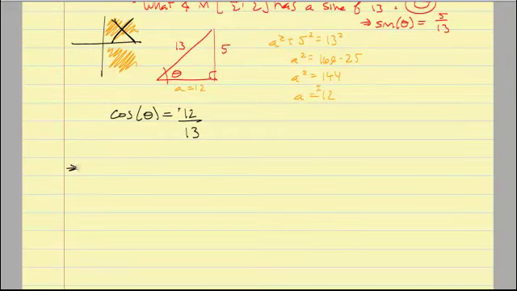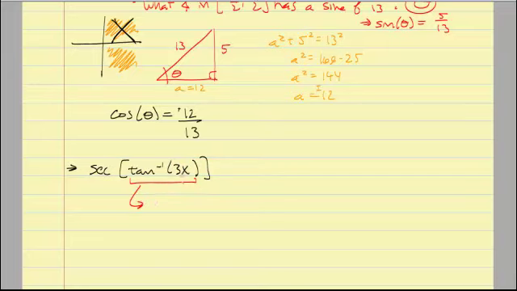And again, knowledge of your unit circle here is absolutely crucial. Let's go ahead and look at the example of the secant of the inverse tangent of 3x. Okay, so we start and we say, okay, what does this mean? Inverse tangent of 3x means what angle in the interval negative to positive pi over 2, and again, these are not inclusive. These are parentheses, not brackets.